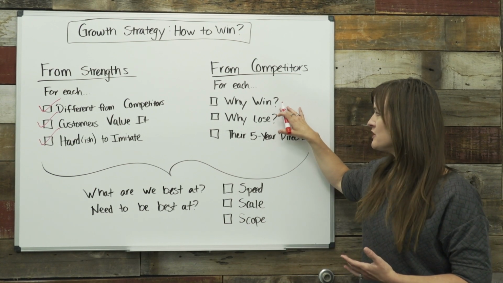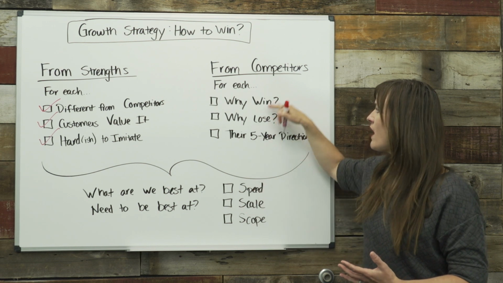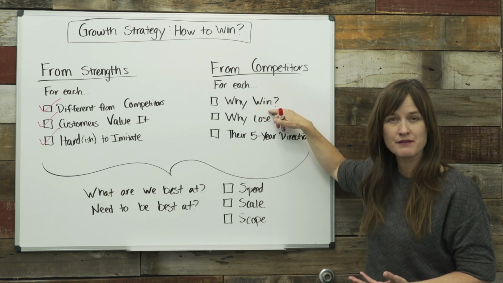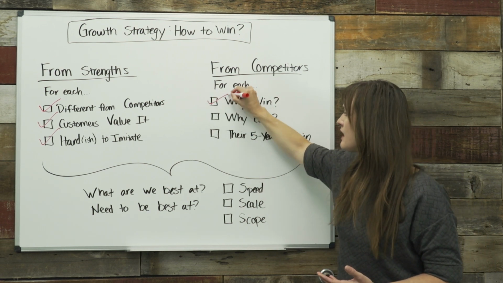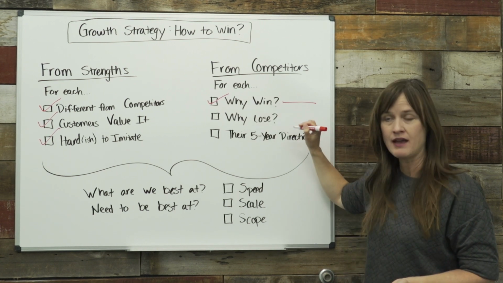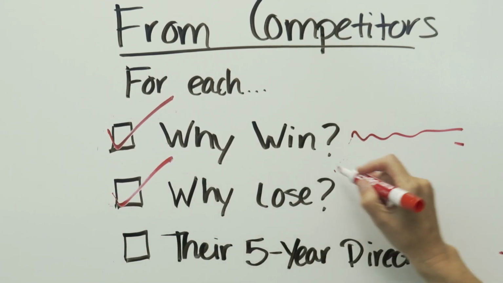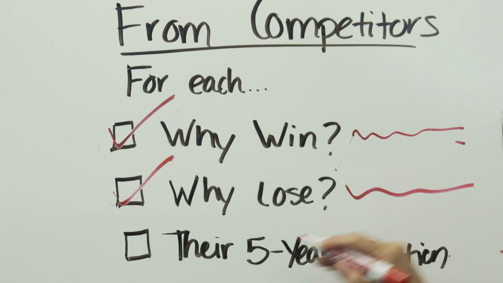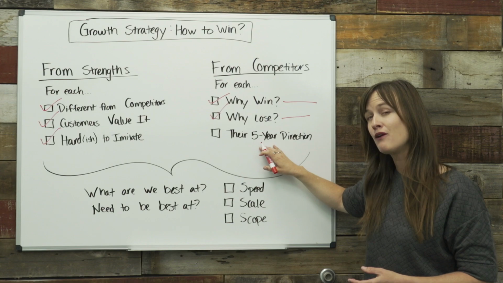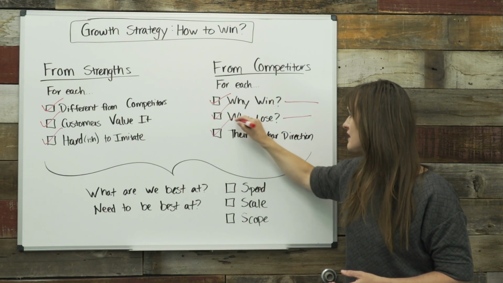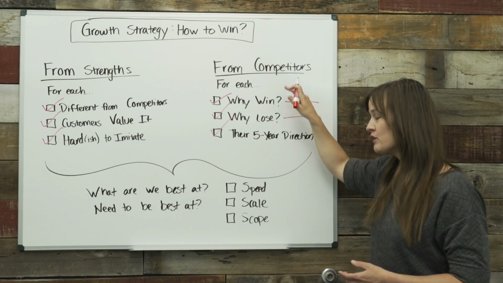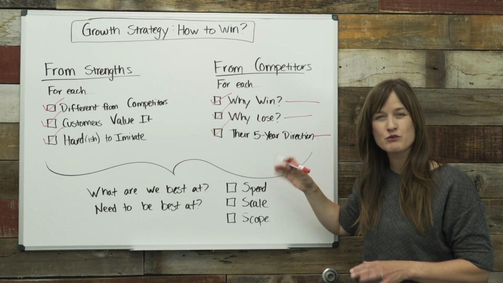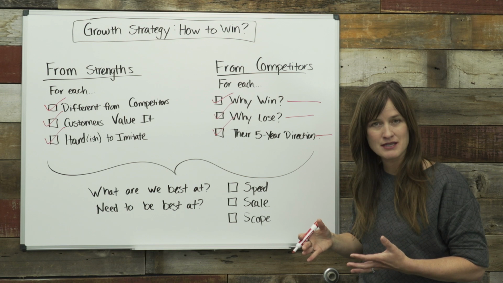For each of them, you're going to want to ask yourself, why does that competitor win? Or why do you think that that competitor wins? And you just answer that. Why do they lose? And you'll answer that. And where do you think they're going over the next 5 years? And you answer that. You repeat that for each of your competitors, which is kind of a light competitive analysis.